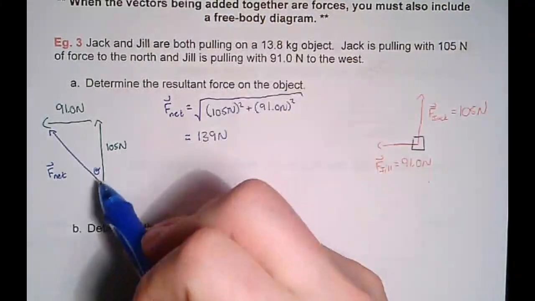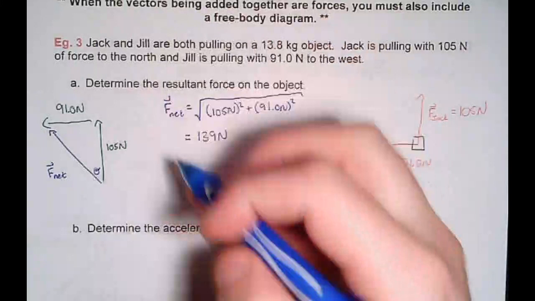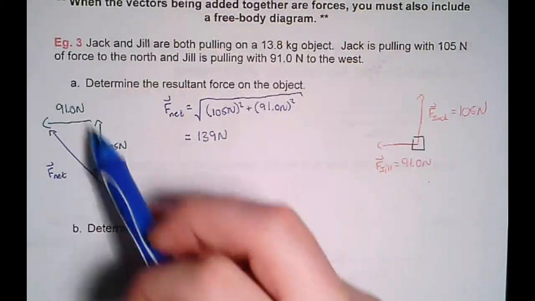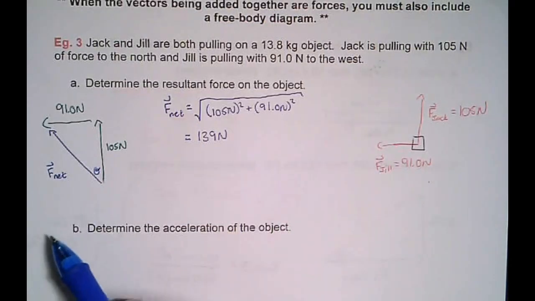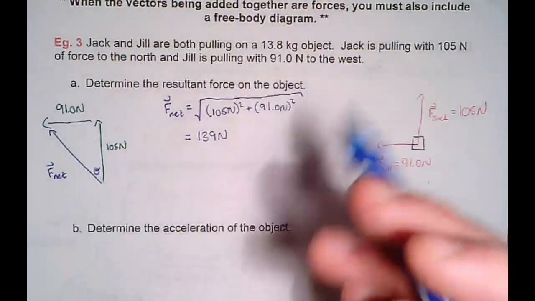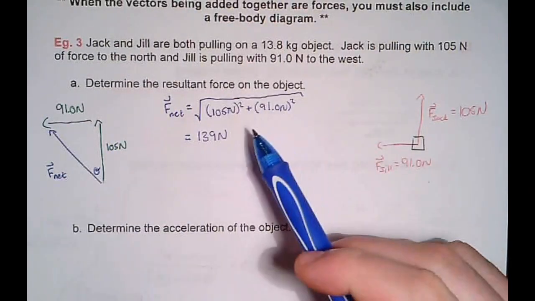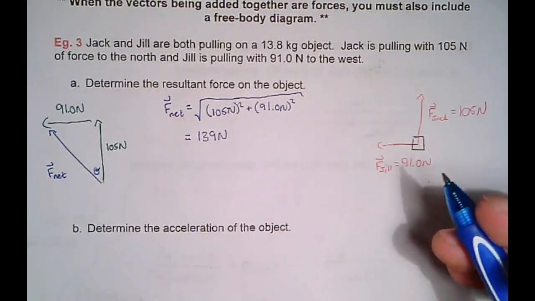Next thing we need to find is our angle. So again, we are given the opposite and the adjacent. We're not given the hypotenuse, so we're going to use tan. We're going to use the information that's given to us, not the information we calculate.